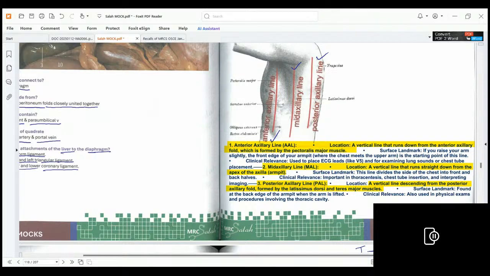Anterior axillary line is a vertical line that runs down from the anterior axillary fold, which is formed by the pectoralis major, maybe lateral border. Mid axillary line is a vertical line drawn vertically downwards from the apex of the axilla. And posterior axillary line is a vertical line which descends from the posterior axillary fold, formed by latissimus dorsi and teres major muscle.